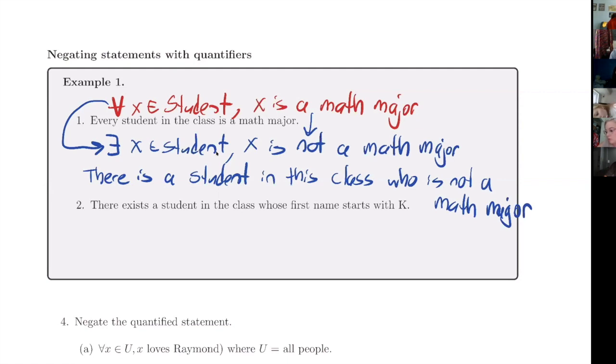Statement number 2 is saying there exists a student in this class whose first name starts with K. How would that statement be false? What would make that statement false? There are no students in the class whose first name starts with a K. Okay, that is correct.